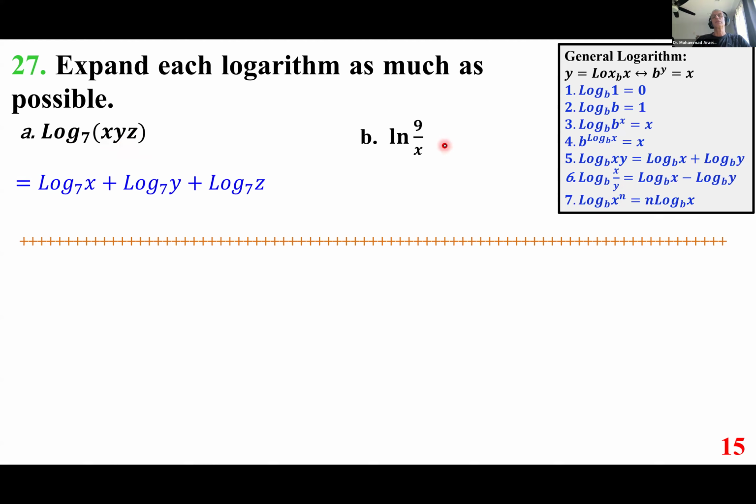What about here? ln 9 minus ln x, we are using number 6, the quotient rule. Log of y to the power of 10, we're going to use number 7, the power rule. We're going to put the 10 in front. We get 10 log y.